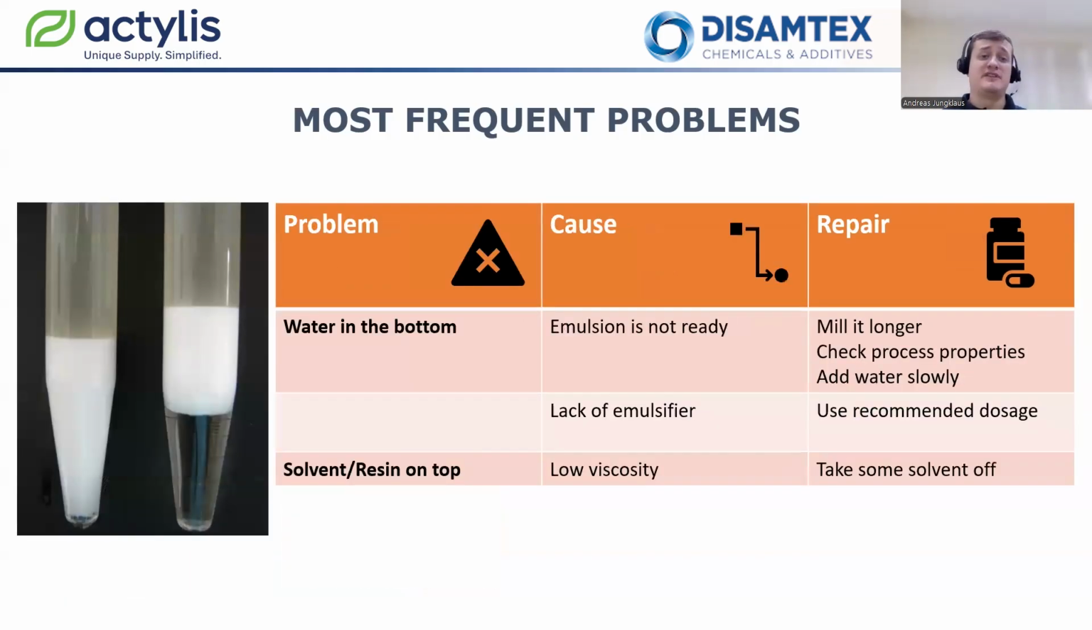Another common problem is phase separation, either water separation or a solvent layer. This problem occurs when emulsions are not properly homogenized. They lack sufficient emulsifier or have a low viscosity. Corrective actions include longer milling because the emulsion is not ready, adjusting process parameters, and optimizing solvent ratios.